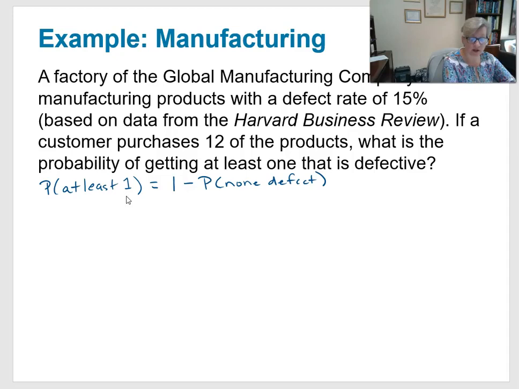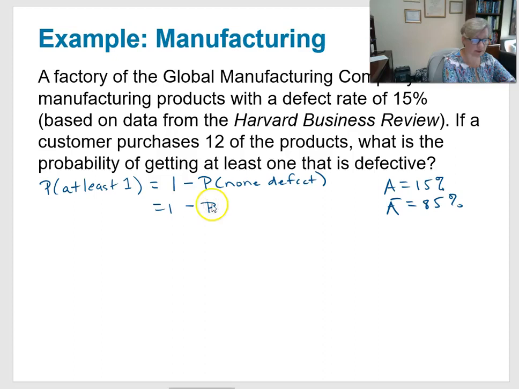And we know that none are defective, right? We can find that from what we were given because it says 15%. So we need 1 minus. If we have a 15% defective rate, if A is the defective rate of 15%, then the complement of A, which is the none, will be 85%, which is very high. So we want the probability that none are defective.